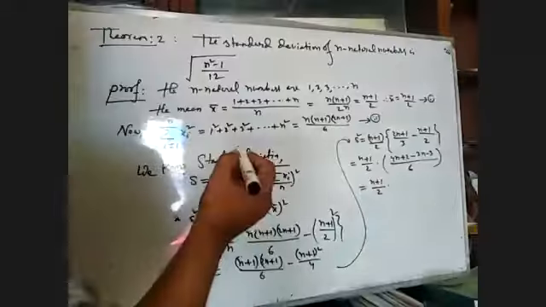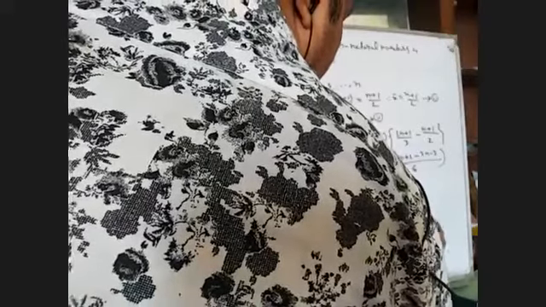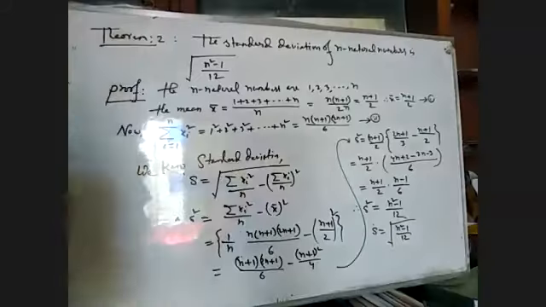(n plus 1) by 2 into 4n minus thrice n, only n. Plus 2 minus 3 will be minus 1, divided by 6. That means (a plus b) into (a minus b), n square minus 1 by 12. So this is the s square. Therefore, s square equals (n square minus 1) by 12. So standard deviation s equals square root of (n square minus 1) divided by 12. This is the result.